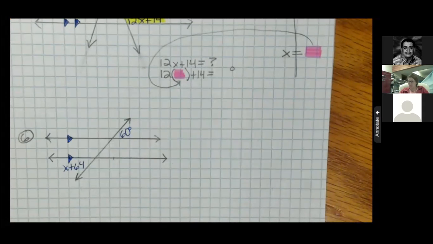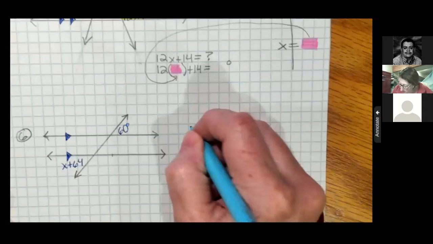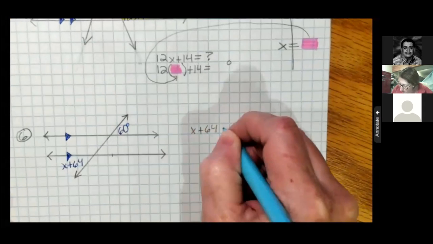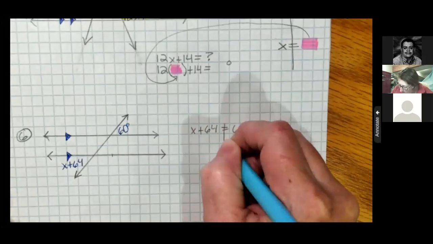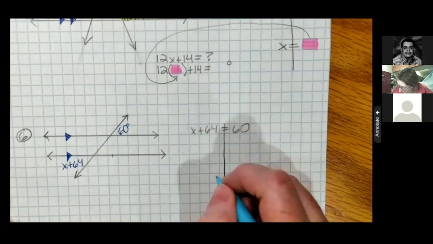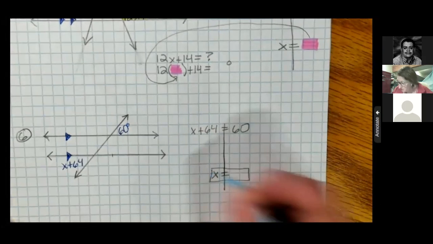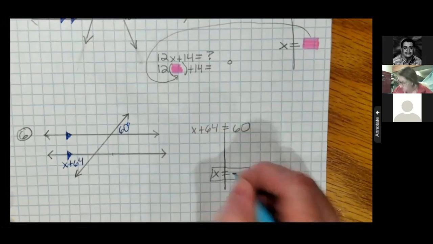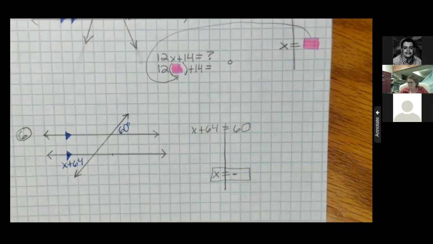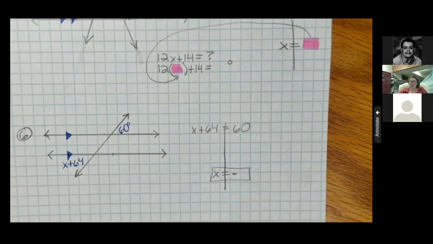Congruent. That's right. So I'm going to take x plus 64 equals 60. And I'm going to solve for x. I'm going to tell you right now, it's going to be a negative number. But that's it. I'm not going to tell you the answer because all you have to do is move 64 over. Did that answer everybody's questions? Let's see. I think so.